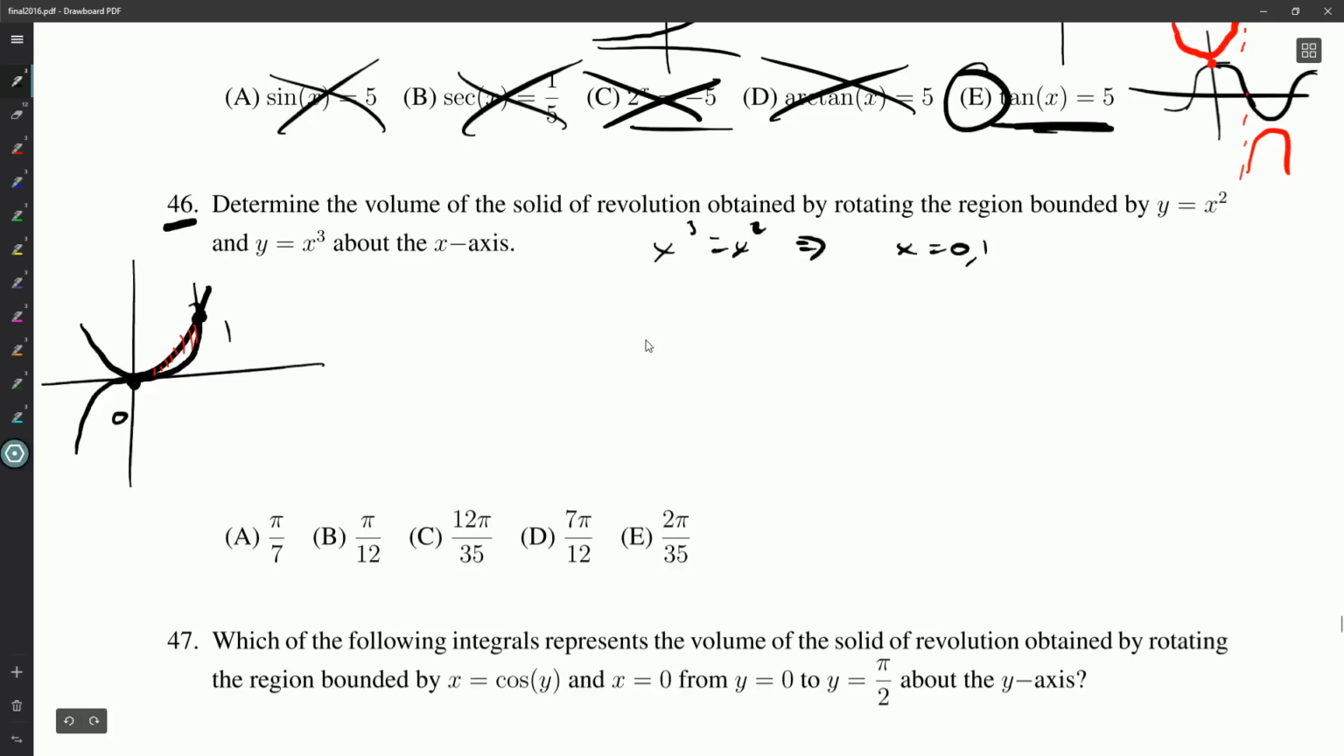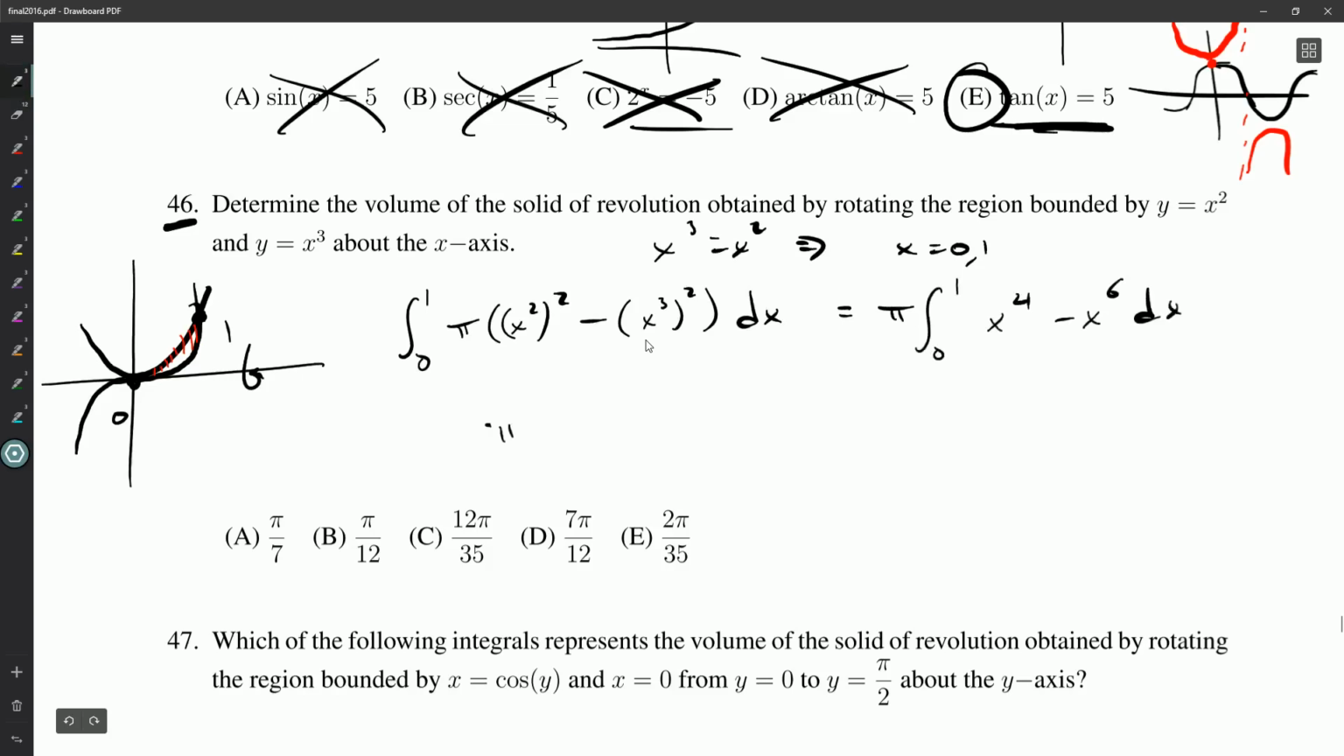So we're going to integrate from 0 to 1. Which one's the bigger? We're rotating around the x-axis, so the one that's further away from the axis is x squared, so the outer radius is x squared. So we'll do x squared squared, and then x cubed squared. So do pi. And we want to integrate from 0 to 1, x to the 4 minus x to the 6 dx.